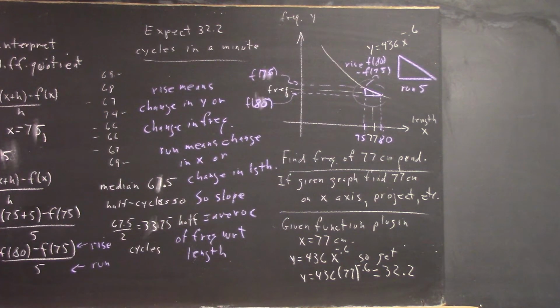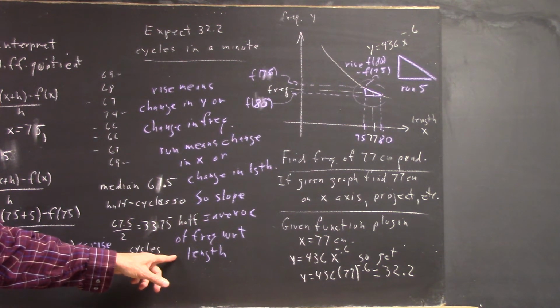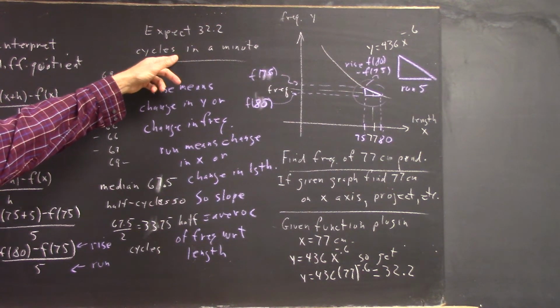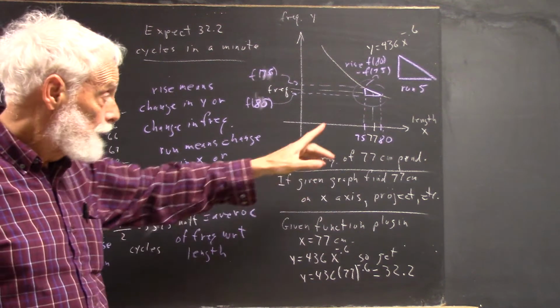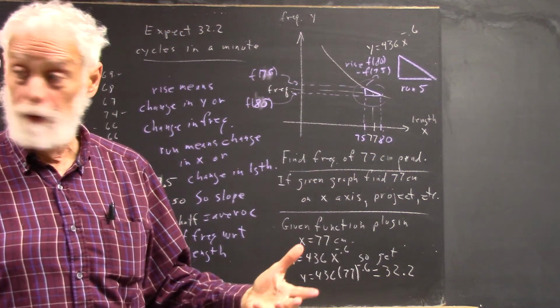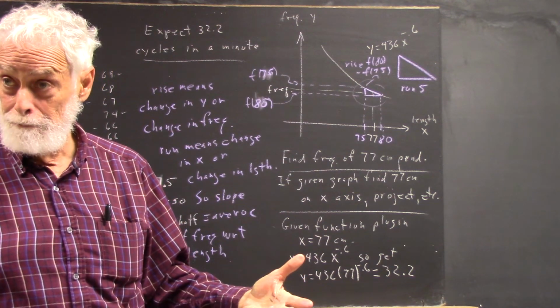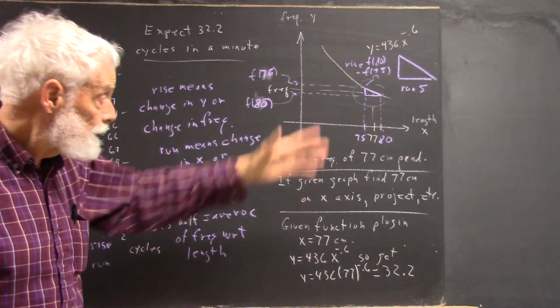Okay? And that average rate of change will be in cycles per second, cycles per minute, per centimeter of length, right? If I get that, that tells me how much a 1 centimeter change within this range would be, approximately. Okay? Make sense? Okay. Well, that's how we interpret this.